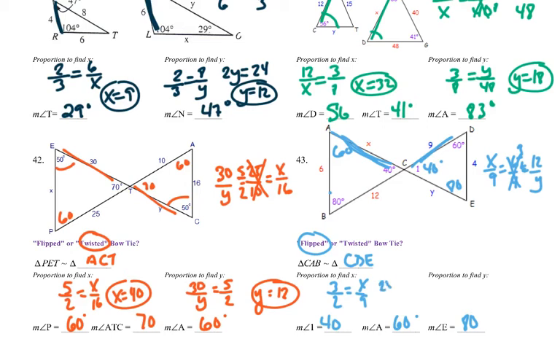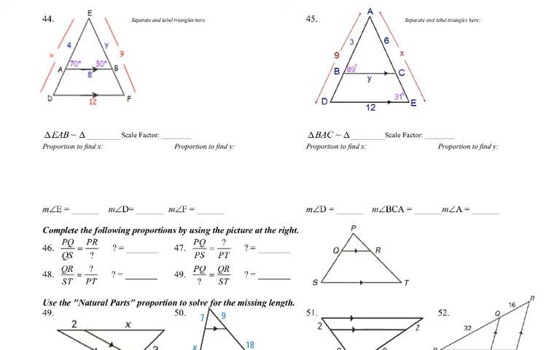So this is 2x is 27. X is going to be 13.5. And then this one here, 3 over 2 equals 12 over y. Y is going to be 8. These last two are the harder ones. We just know they are. You have to separate the triangles. Once you separate them, it makes it so much easier.